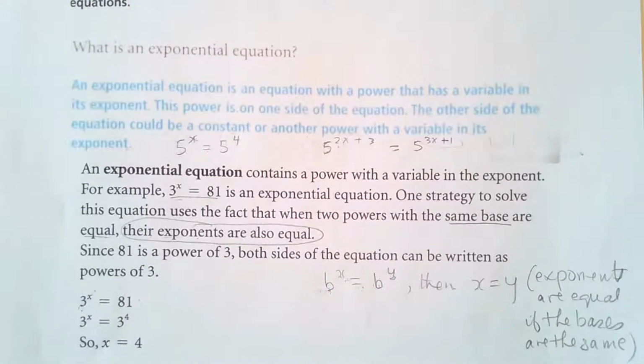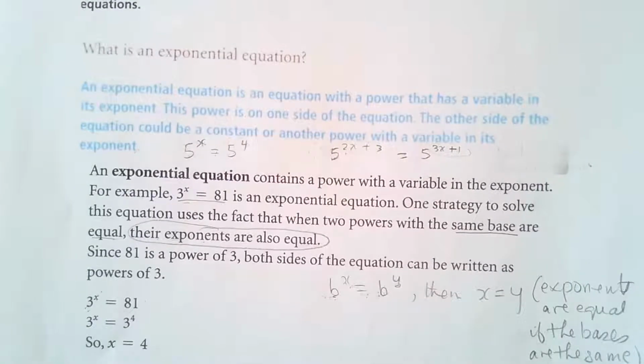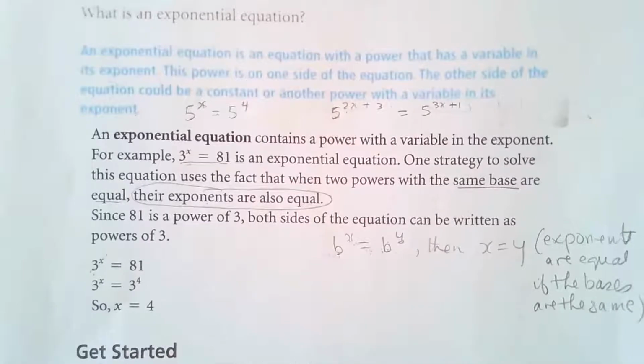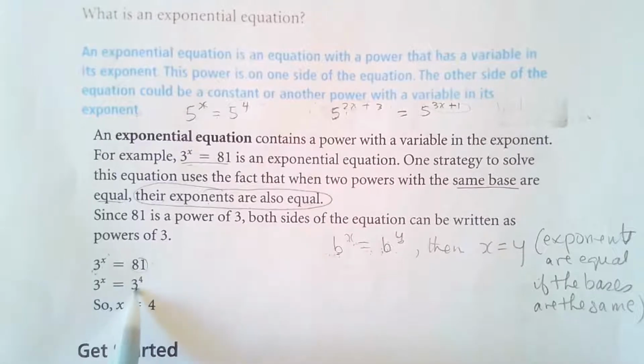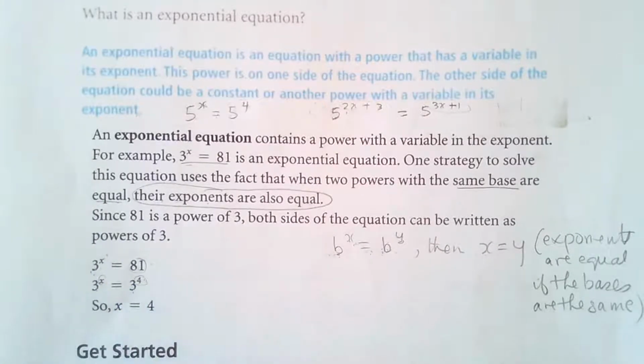The bases must be the same or else this will not work by itself. You will find as we go through a few exam questions, you will be given bases that are not the same, but you have to convert them so that the bases are the same. I will go through a few examples. Here we have an example, 3 to the power x equals 81. So now you'll make 81 a power of 3, so 3 to the power of 4. Now the bases are the same, therefore the exponents are also equal. So x is equal to 4.